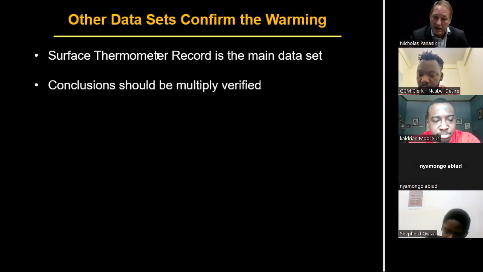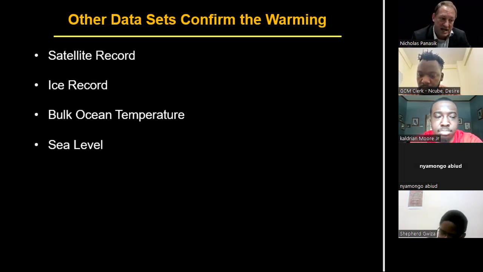Now, we rely on the thermometer record in part because some of the other ones that we're going to talk about are actually effects of the temperature. So, for example, some of the other data sets that we're going to look at: the satellite record, the ice record, bulk ocean temperature record, and sea level record.